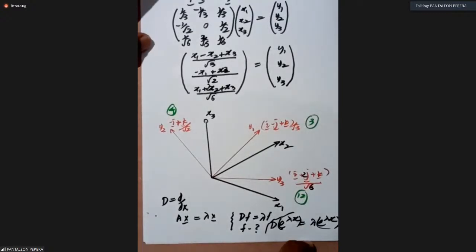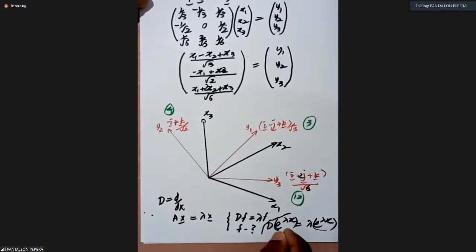You always have something like this for every linear operator. That means you apply something, you get the same function. Scalar multiplication is okay. That scalar multiplication is called the eigen value. This function is called the eigen function. Here they are eigen vectors.